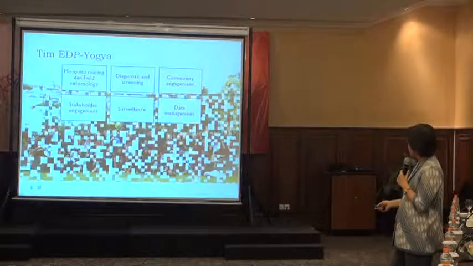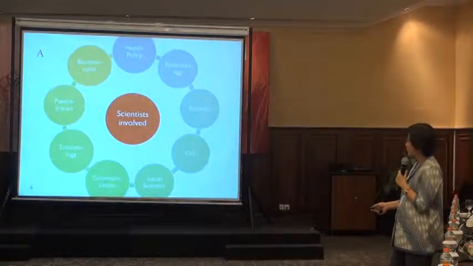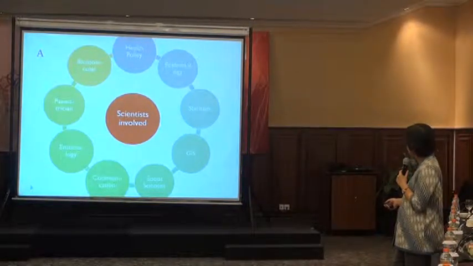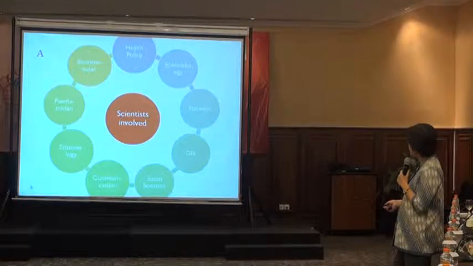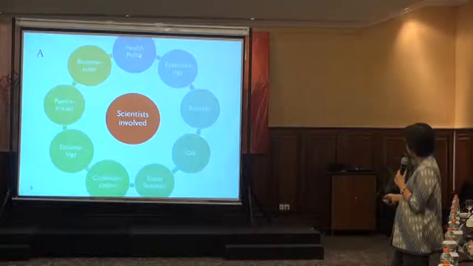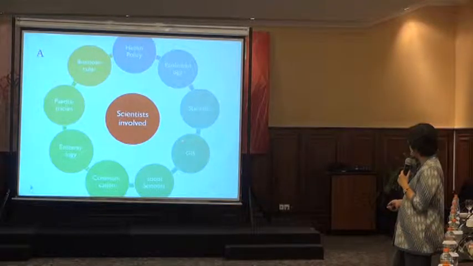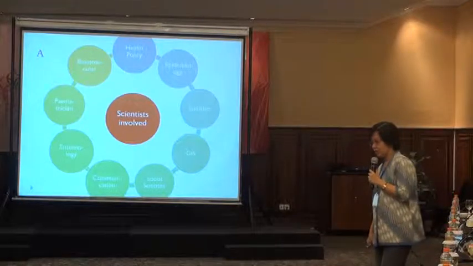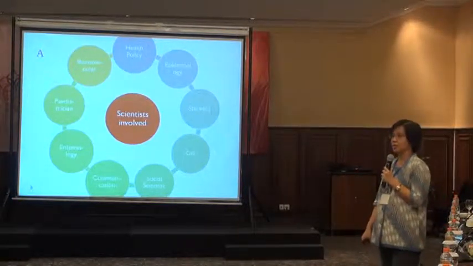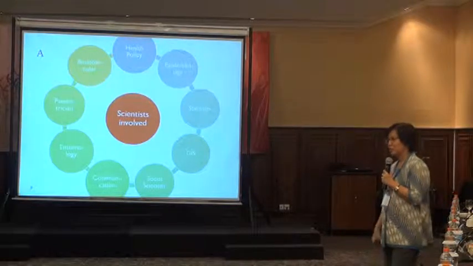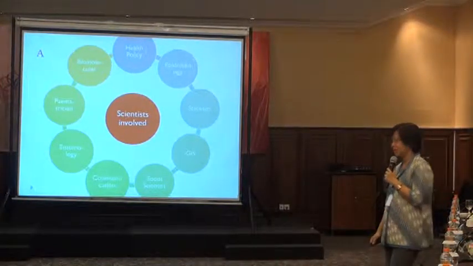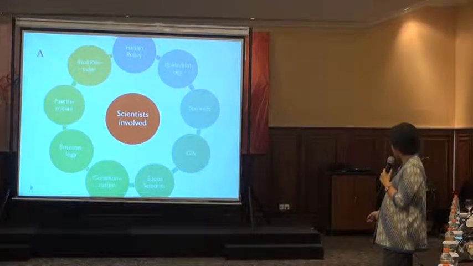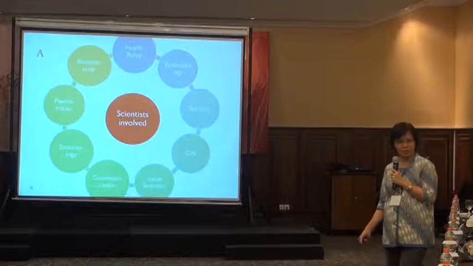Now, I'll skip this. In terms of the scientists involved, this is also multidisciplinary. Even from public health, we involve several divisions: health policy, epidemiology, statistics, geographic information systems. We did a lot of mappings on which areas with a lot of mosquitoes and which areas with fewer mosquitoes in Yogyakarta, for example. Social scientists and communication play a very important role.